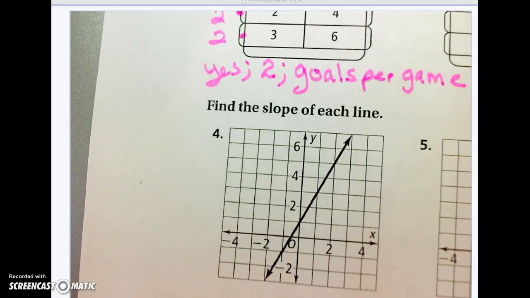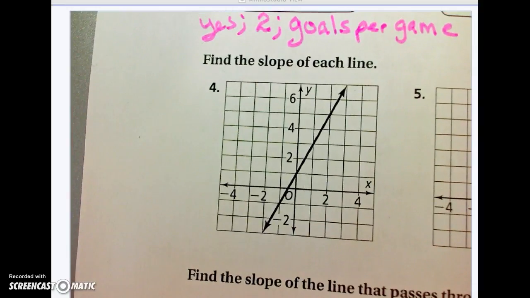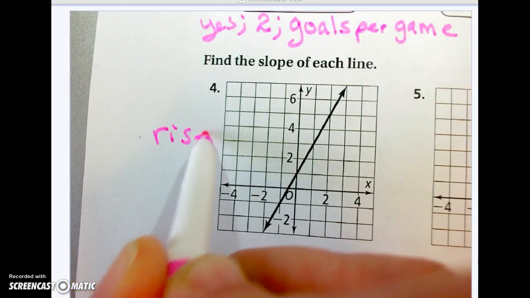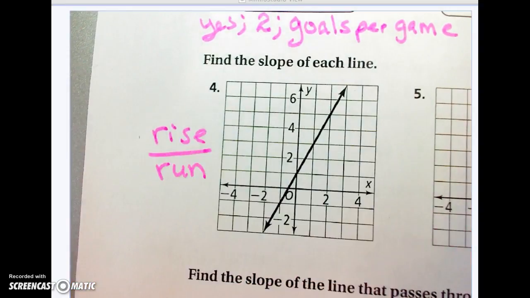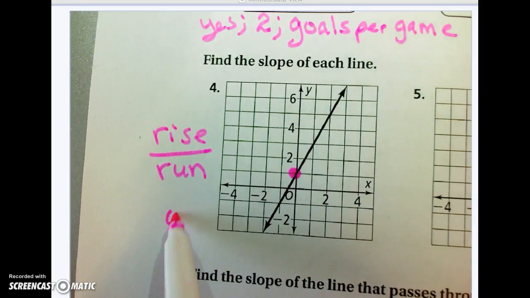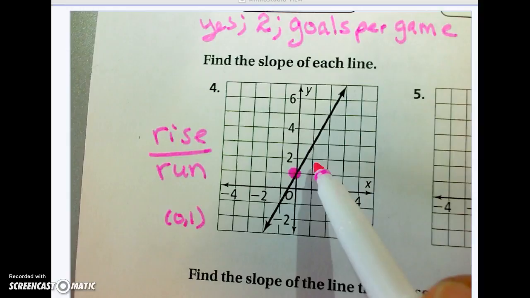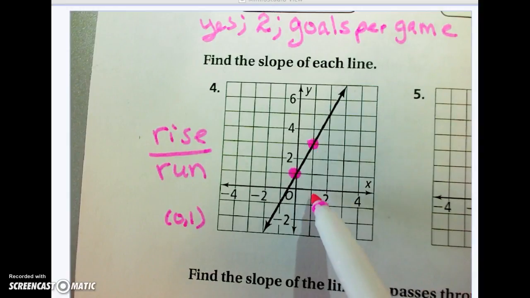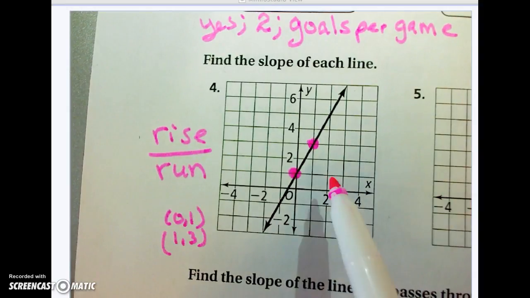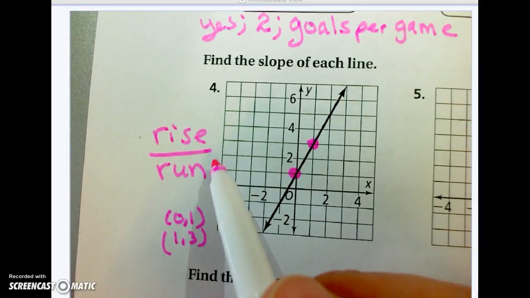In the next section it says find the slope of each line. So when we go to our formulas, rise over run, we're dealing with the graph. So we need to find the rise over the run. And so we find 2 points that are on the line. And here's one we can identify. When x is 0, y is 1. Another one we can identify is when x is 1, y is 3.